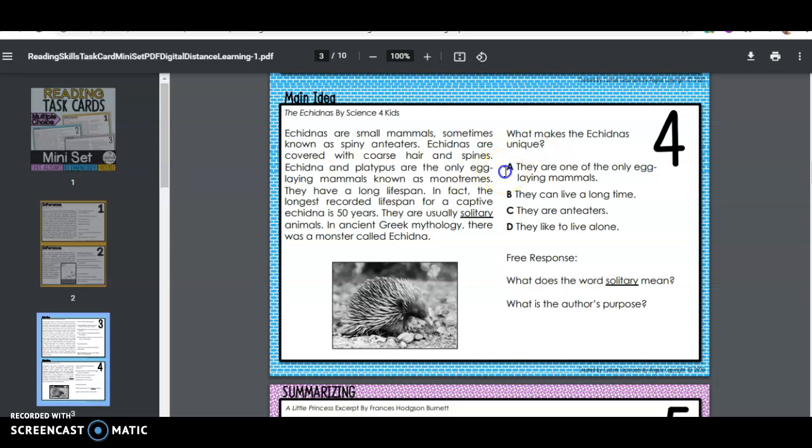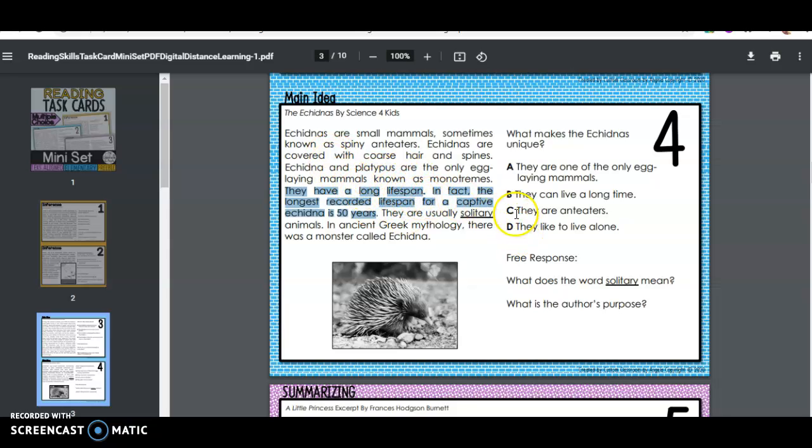Let's look at our other answer choices. B, they can live a long time. We have text evidence to support that they live a long time. It tells right here they have a long lifespan. In fact, they can live up to 50 years. But are they the only mammals that live up to 50 years? Is that unique? No, people can live up to more than 50 years. So that doesn't really make them unique.